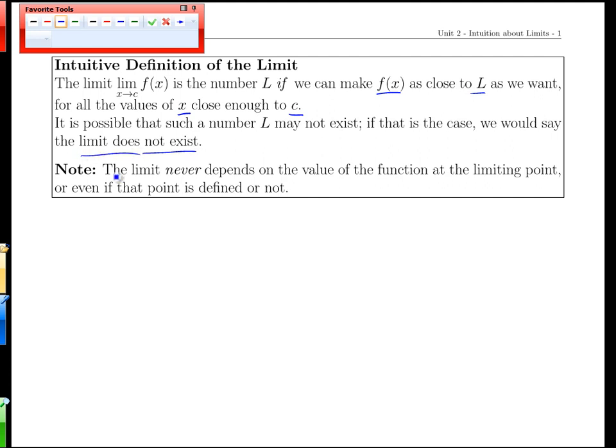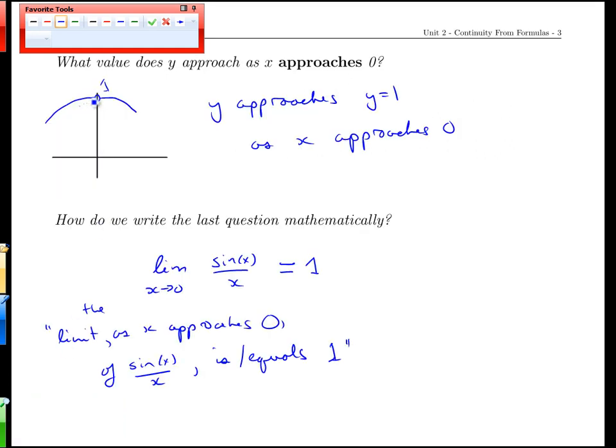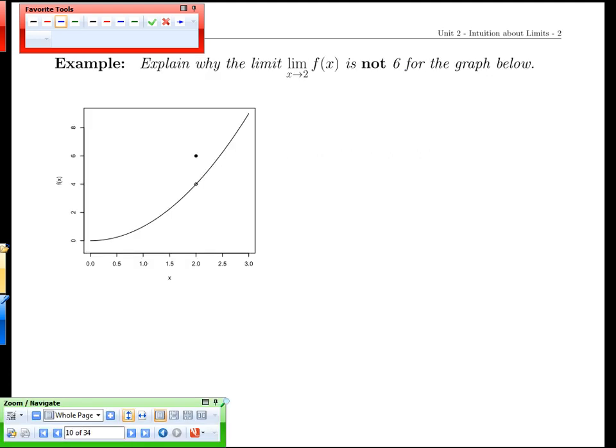Here's a very important distinction to make, and it's going to tie back to our idea of continuity. The limit never depends on the value of the function. So if we go back just one second to our last notes, there is no value of the function here, in fact. The limit doesn't care. The function could do anything so long as the trend of the curve as we approach our breakpoint is 1. All right, let's explore this further through some examples.